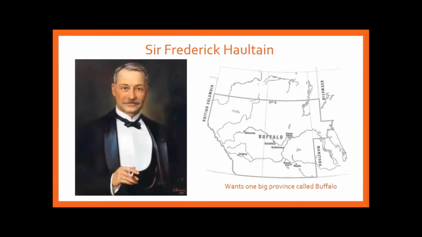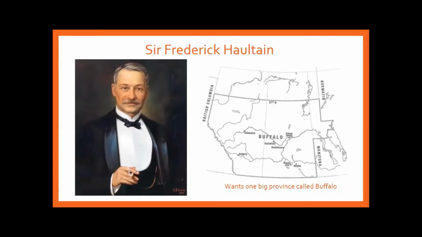So the premier of the Northwest Territories was this guy called Frederick Haltain. And he really wanted the Northwest Territories to be a province. And his idea was that there would be one giant prairie province called Buffalo. And he thought it was a great idea. He said, well, one big province would be able to do things no other province could. And if it had been that big, it would have been sort of equal size to Ontario and Quebec.